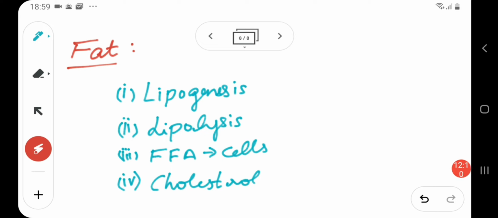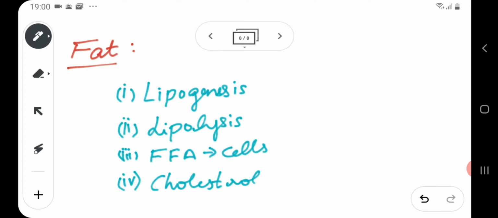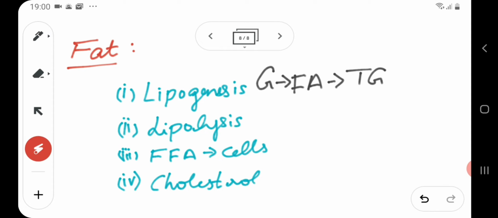Now coming to fat metabolism. First, insulin promotes lipogenesis, which is the formation of new adipocytes. How it does this is, normally when there is an excess of glucose, it gets converted into fatty acids, which in turn get converted into triglycerides. So thereby insulin facilitates lipogenesis.